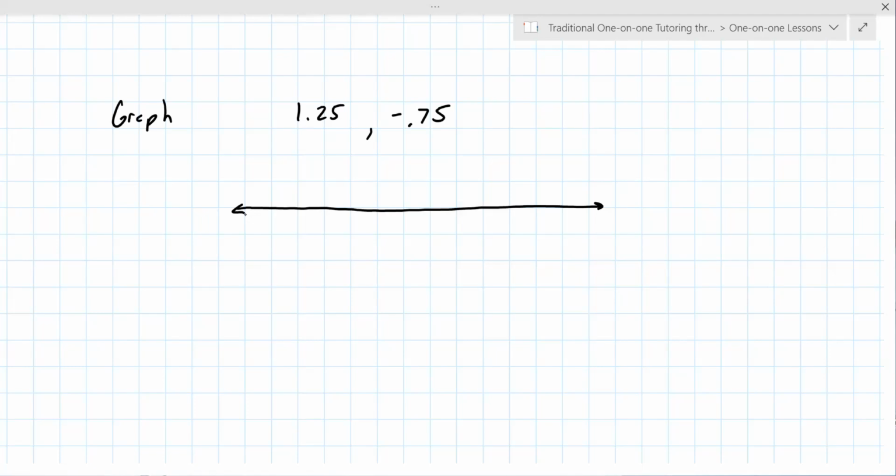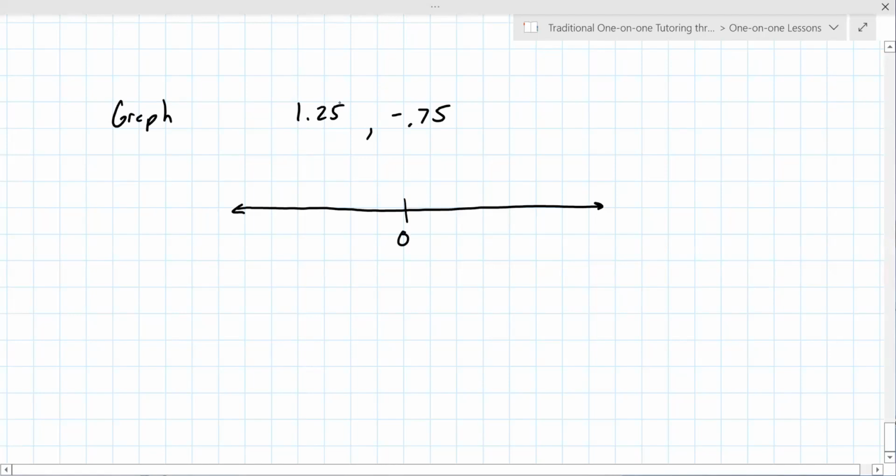All right. So again, I'm going to just say that this is 0 for the moment. Then 0.25 is what we're going to go up by. So this is 0.25, 0.5, 0.75, and then 1. And then I'm going to label that.